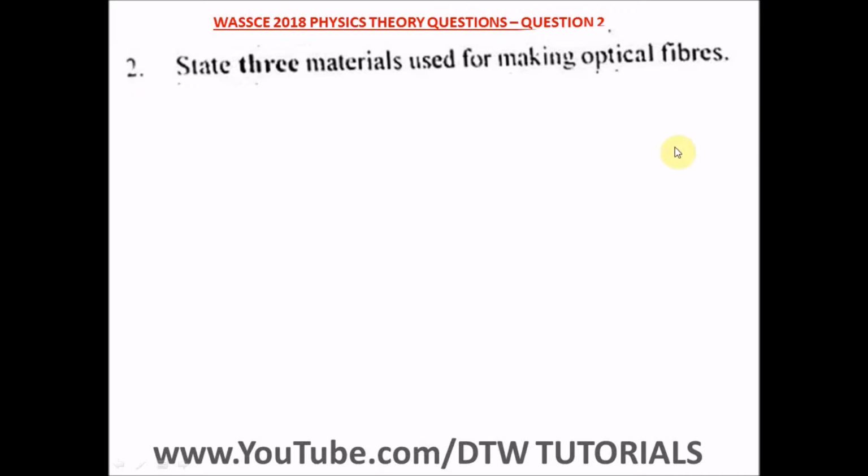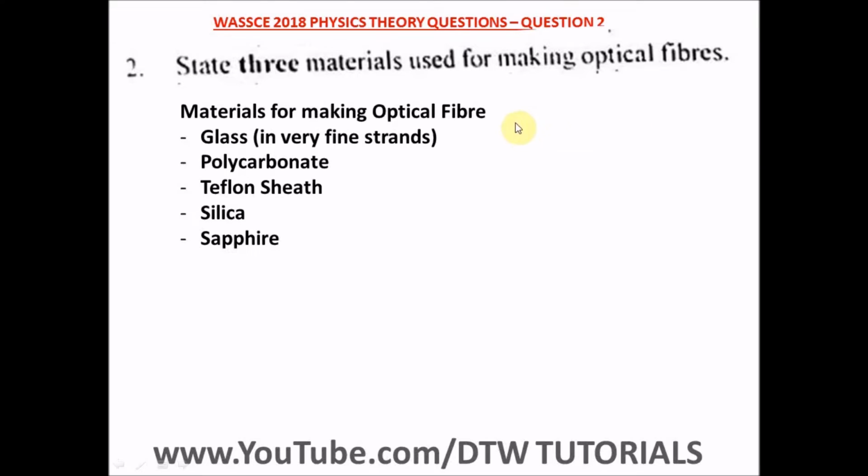So what are the materials that you use to make them? One of the materials is glass. Glass is used in making fiber optics. So in stating your answer, you just write materials for making optical fiber, just according to how it is written. Don't put it backwards like saying fiber optics. Write optical fibers, materials for making optical fiber, and you state them.